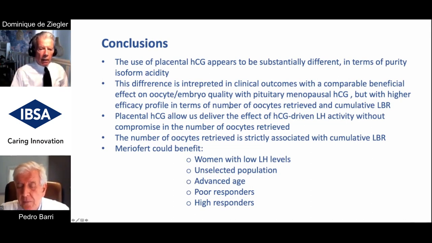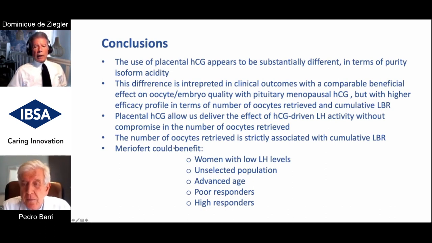quantity. The number of oocytes retrieved is strictly associated with cumulative live birth rate, and Meriofert could benefit women with low LH levels, unselected population, advanced age, poor responders, and high responders.